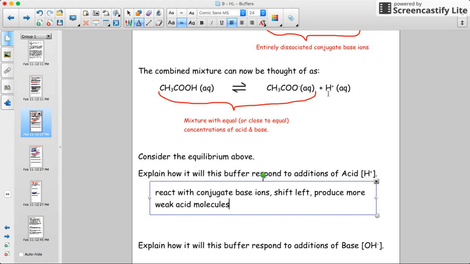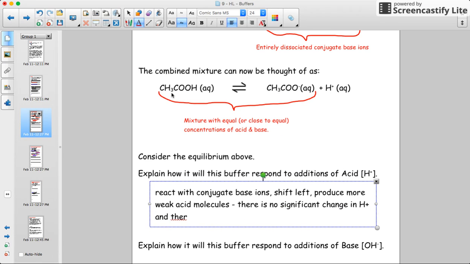It depends on how many dissociated ones there are, how many H plus ions there are. So when you add a new H plus ion, it pretty much gets grabbed up by the conjugate base immediately and turns into the weak acid molecule, and therefore there is no significant change in H plus, and therefore no significant change in the pH.